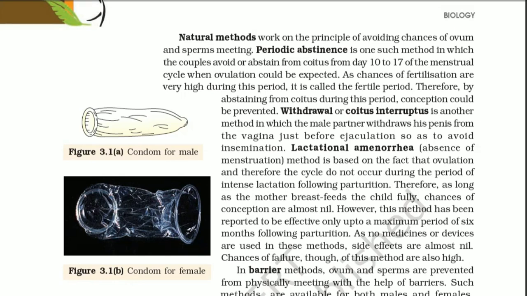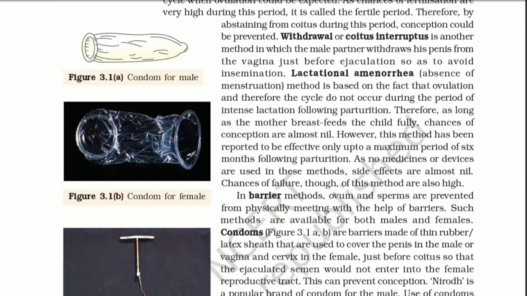Withdrawal or coitus interruptus is another method in which the male partner withdraws his penis from the vagina just before ejaculation so as to avoid insemination. Lactational amenorrhea, that is absence of menstruation, method is based on the fact that ovulation and therefore the cycle do not occur during the period of intense lactation following parturition. Therefore, as long as the mother breastfeeds the child fully, chances of conception are almost nil.